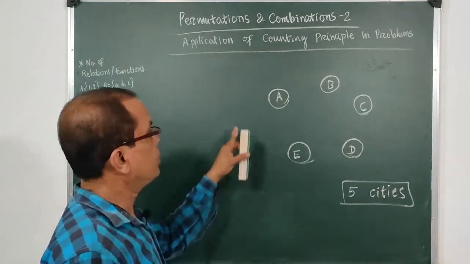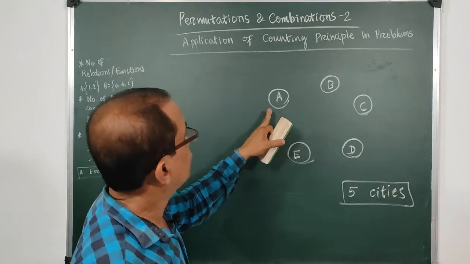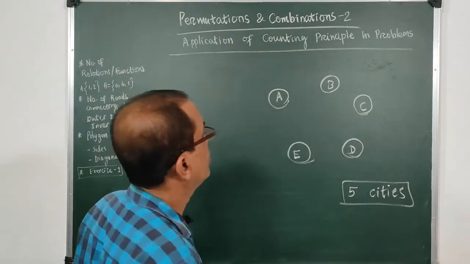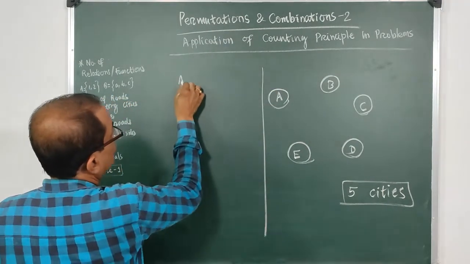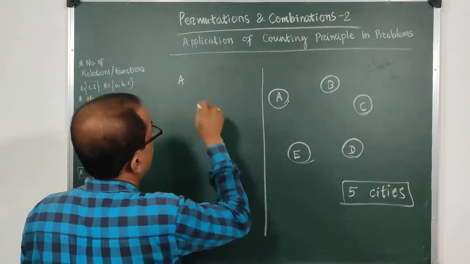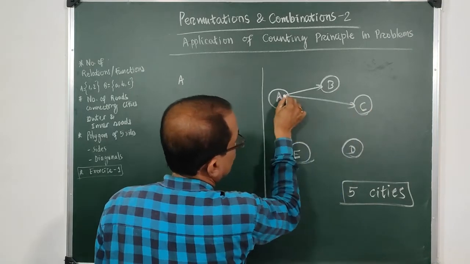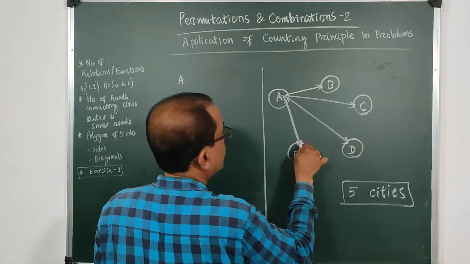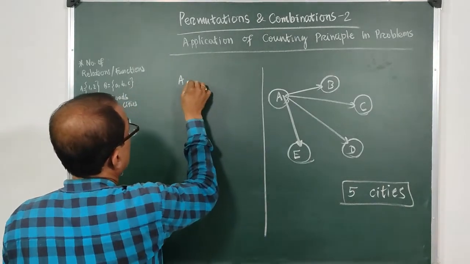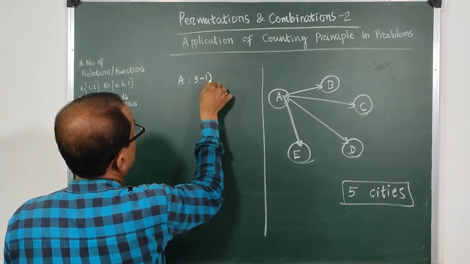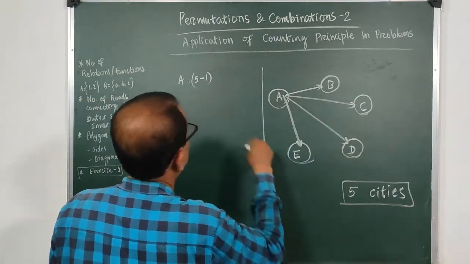How to connect these 5 cities by roads? What will be the number of roads required to connect each city with the other? So, using the counting principle, how many roads will connect A? A can be connected to B, to C, to D and E, but A will not be connected to itself. So for A it is 5 minus 1, because A cannot be included. A can be connected to 4 cities.